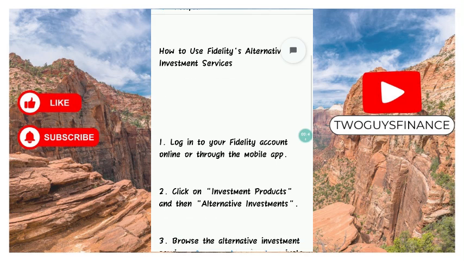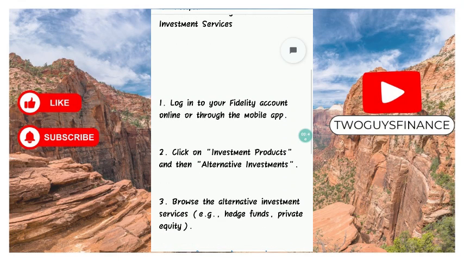Now once you're logged into your account, you just want to click on the investment products, and then you're going to select alternative investments. Now there you can browse the alternative investment services. You have a couple of them, such as hedge funds, private equities and whatnot.